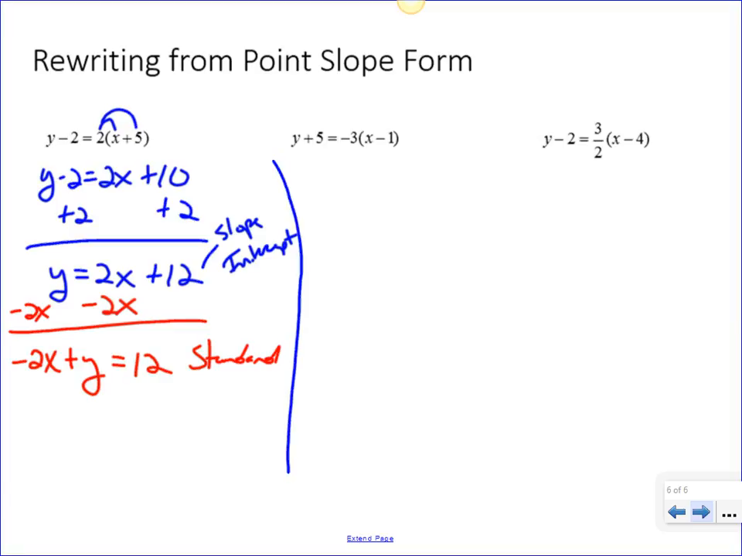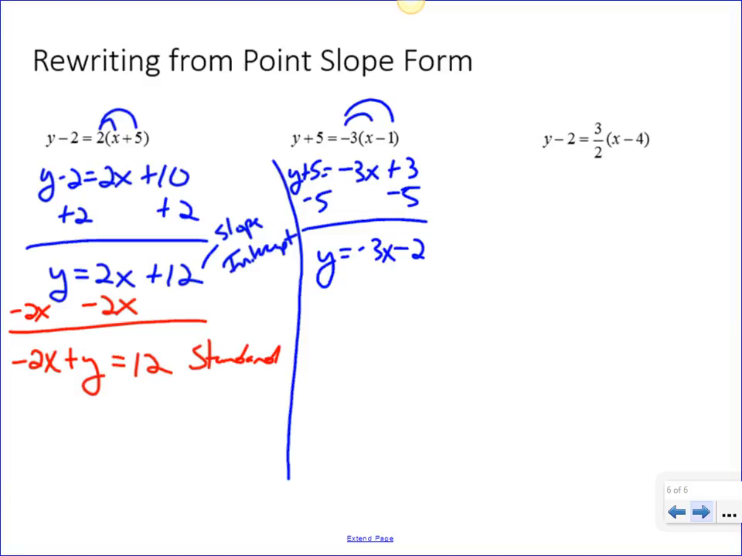Okay, for this next one, same process. I distribute the negative 3. So I get a negative 3x plus 3 on that side. Over here, I got y plus 5. So I'd minus the 5 off, and I would have y equals negative 3x minus 2. Once again, this form right here is slope-intercept form. Okay, from there, I move the x's to the other side by adding 3x, and I'd have 3x plus y is equal to negative 2. And again, that would now be in standard form.